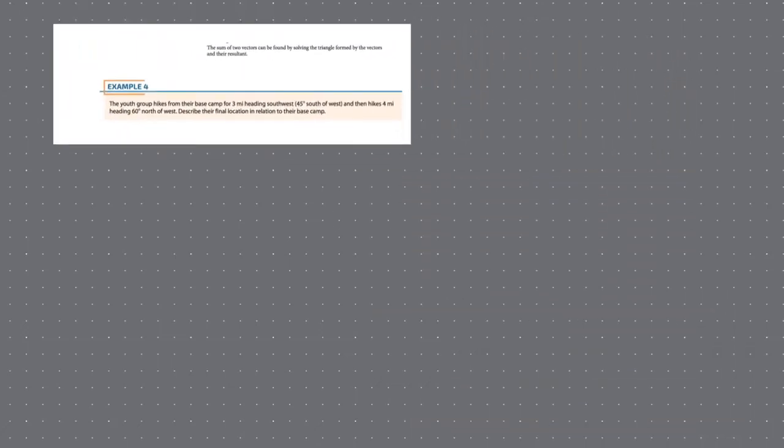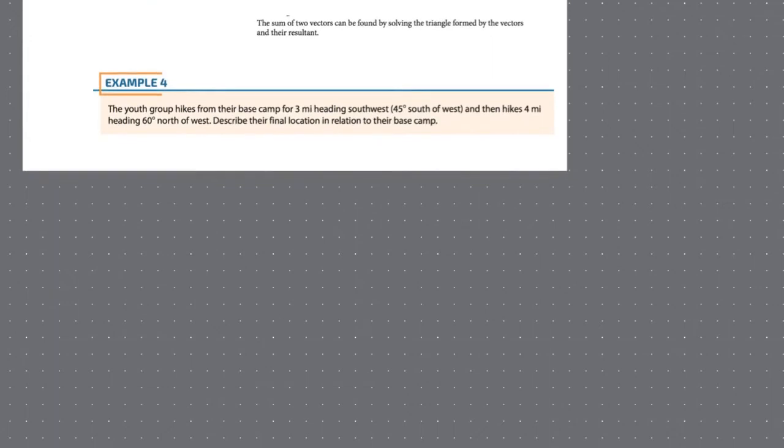Here we go. This one might give us just a little bit more consternation. Let's think about this. I want us to read this first thing right here first. The sum of two vectors can be found by solving the triangle formed by the vectors and their resultant. Now this one is a lot harder in its setup.